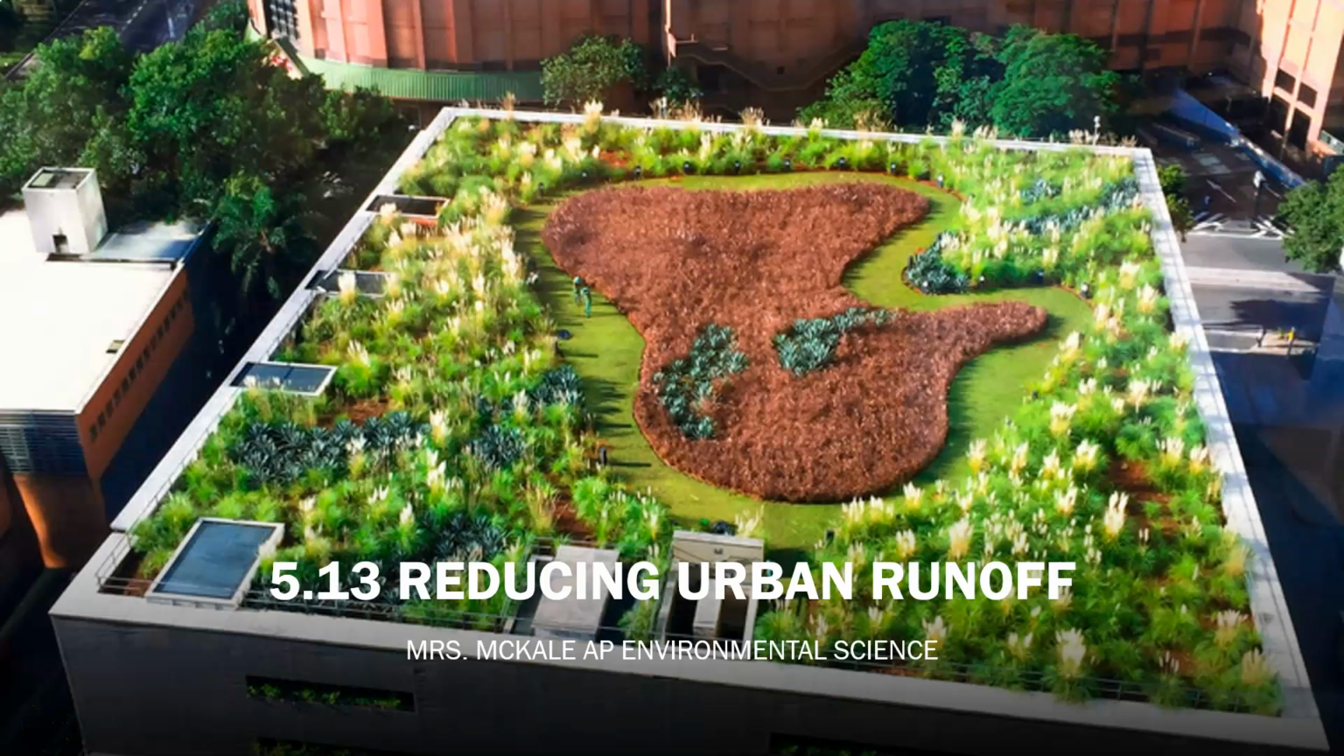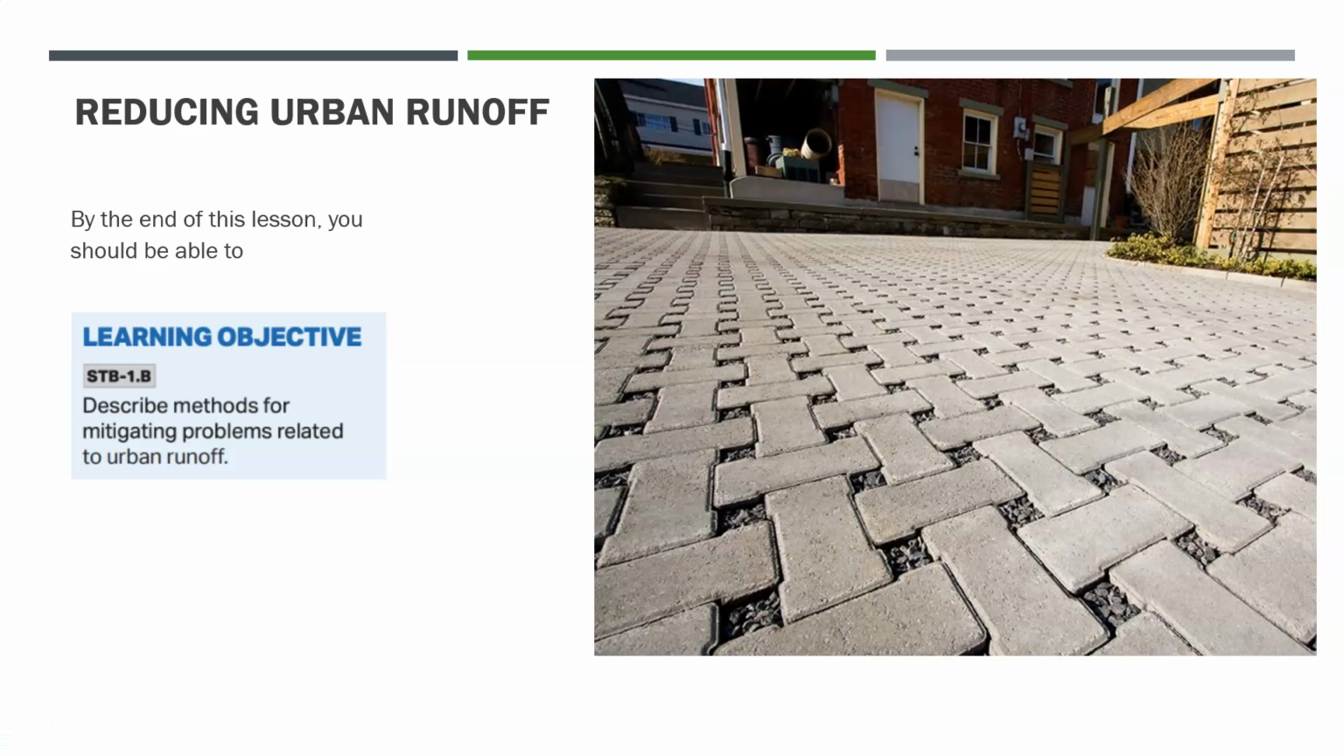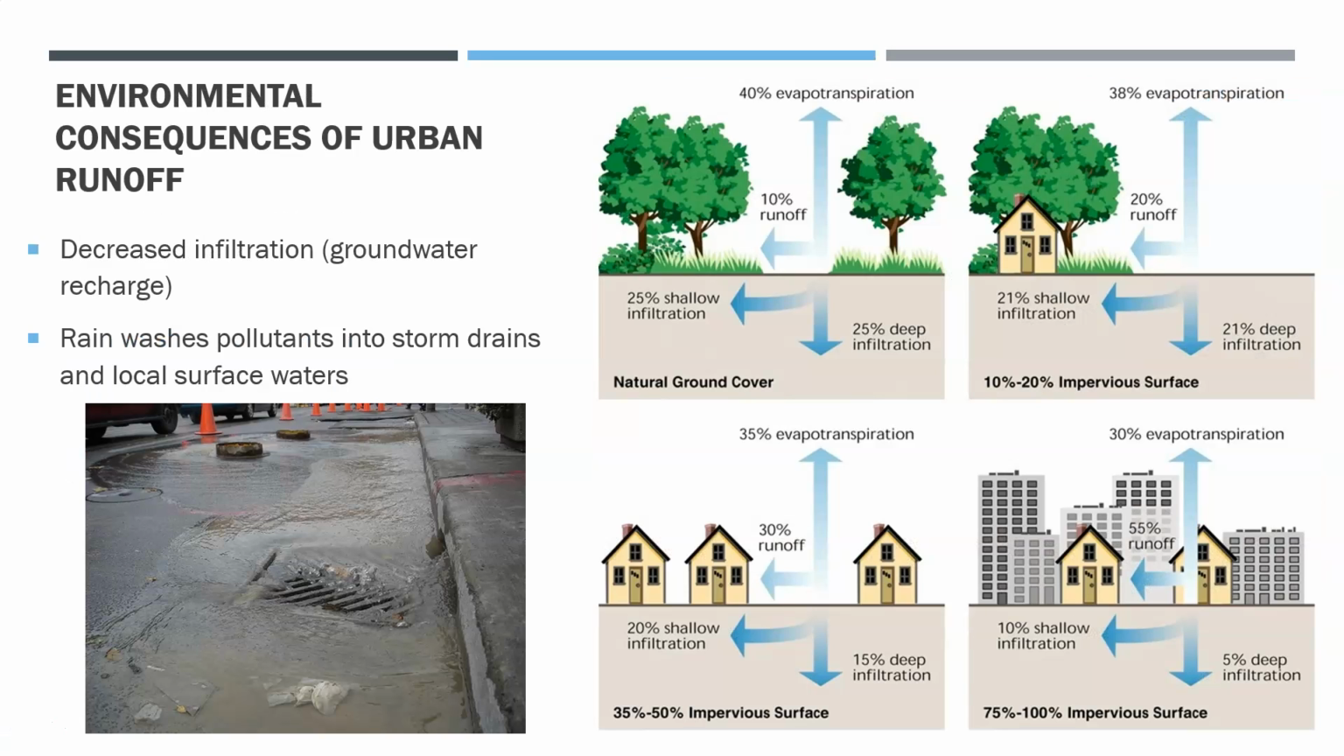So now that we've talked about urbanization, we're going to move to 5.13, reducing urban runoff. Our goal here is by the end of the lesson, you should be able to describe methods for mitigating problems related to urban runoff. So remember, mitigating is reducing the impact related to urban runoff.